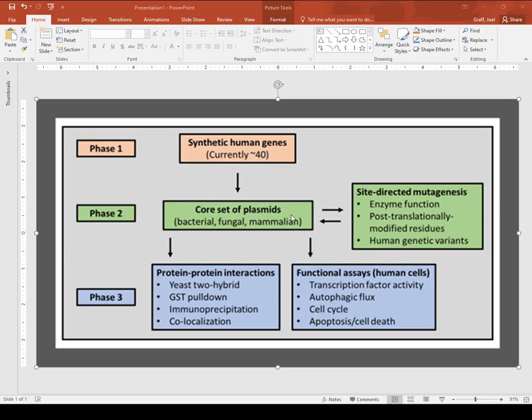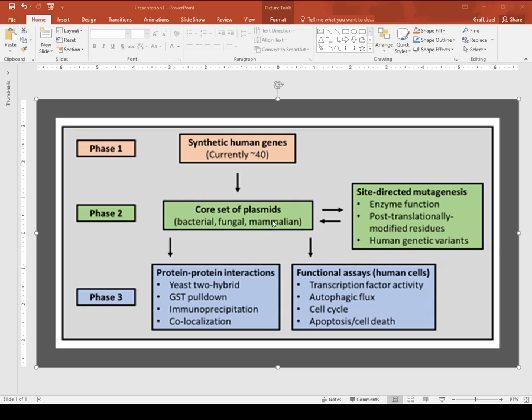Once we have our genes of interest in a core set of plasmids, these plasmids are designed to be useful in bacteria model systems, fungal systems such as yeast two-hybrid, and mammalian cells. They also can be used in in vitro reactions as well. So there's a lot of flexibility for studying these proteins using this core set of plasmids. When the students clone these human genes into this core set of plasmids, what they've done is create a toolkit to study these antiviral proteins.